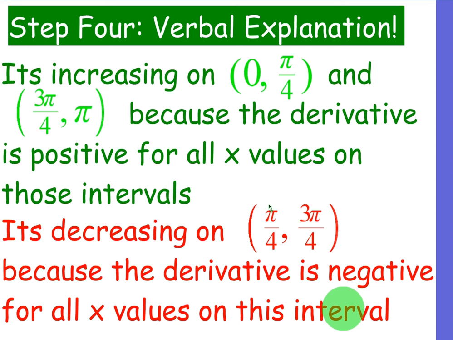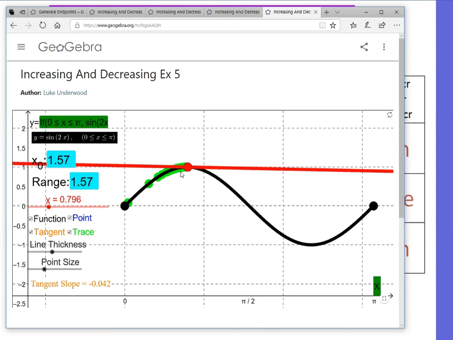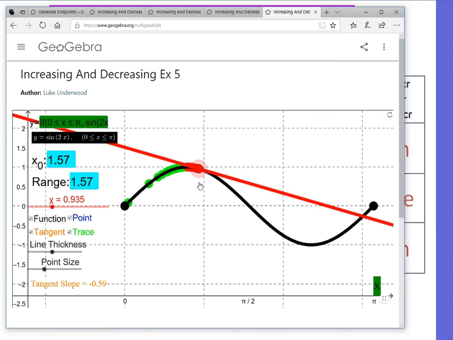Now let's take a look at the graph and confirm our results. Okay, here we have our function sine of 2x. We're going to go ahead and just trace this graph and look at the tangent line. We can see as it starts from 0, it is indeed increasing. Okay, and once we get to this value right here, which was our first critical value, we're going to have to go back and take a look at what that was. So that was at pi over 4. We can see that it's going to start decreasing from there.